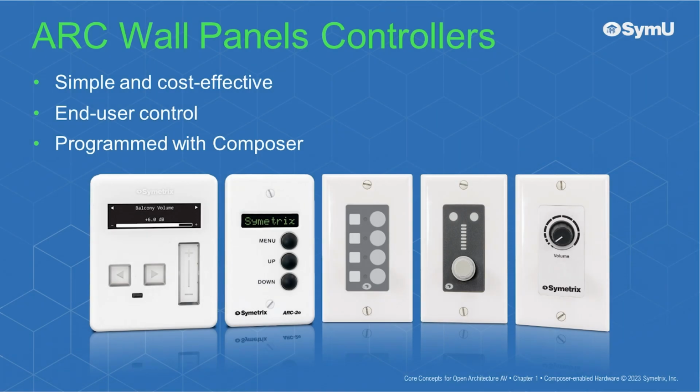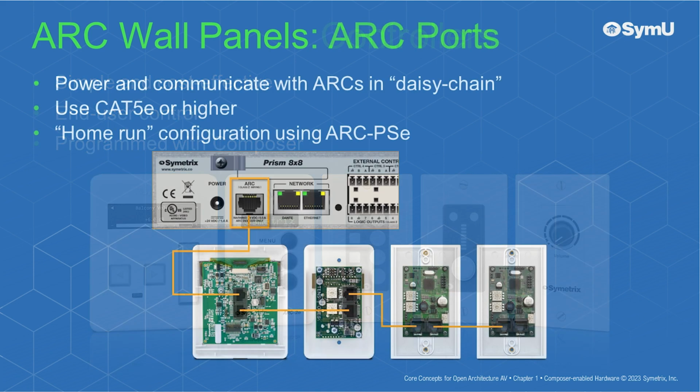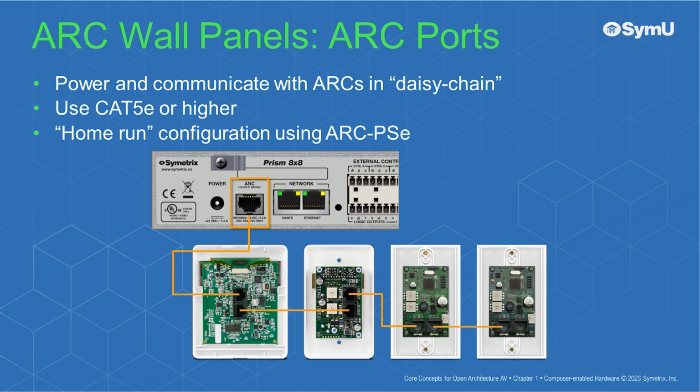ARC wall panels are simple and cost-effective ways for end users to control Symetrix DSPs. ARCs are programmed with Composer to control a DSP's volume, mute, source selection, presets, send network control commands, and more. Symetrix DSP ARC ports are capable of directly powering and communicating with several ARCs in a daisy chain configuration using standard Cat5e or higher cabling, or a home run configuration using an ARC PSE.